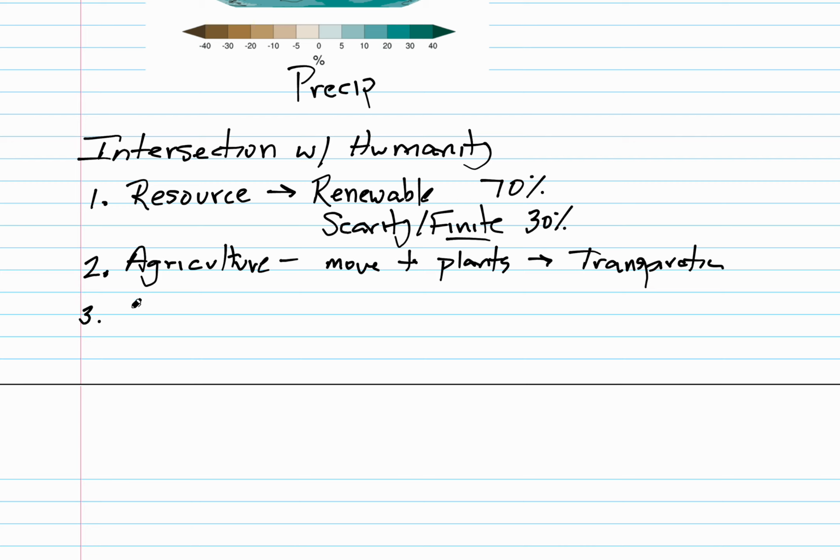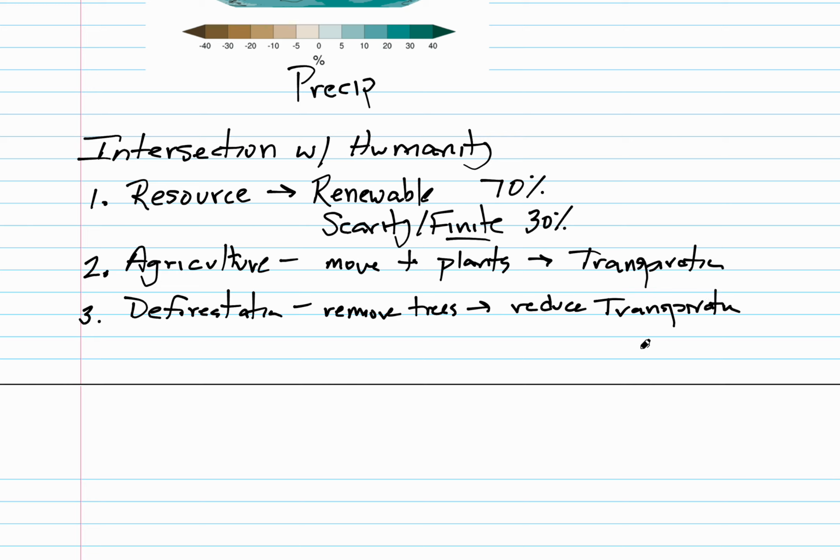All right, another way that we intersect with the water cycle is through deforestation. It's kind of the opposite of agriculture in some ways. And here what we're doing is we're moving it away from plants. By removing trees, we also reduce transpiration. And that means we're going to have more surface water runoff. We might have more evaporation. It's a difference of how the water cycle will behave if we have significant agriculture in our region or significant deforestation in our region. And you should consider that these two often go together. We might deforest and then plant corn or something like that.